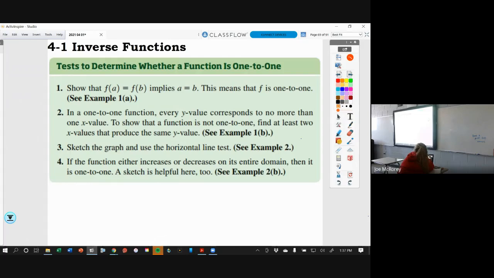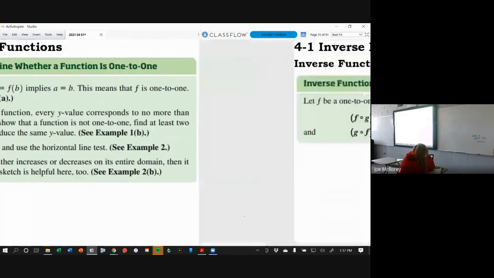Okay, number 3, sketch the graph and use a horizontal line test. Number 4, if the function either increases or decreases on its entire domain, and that's where that x cubed comes in, right? If you graph y equals x cubed, that graph is increasing the entire time, so it never changes direction. It's never constant, it's never decreasing, therefore, it's going to be 1-to-1.